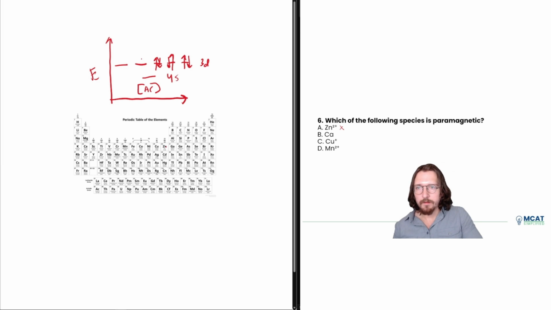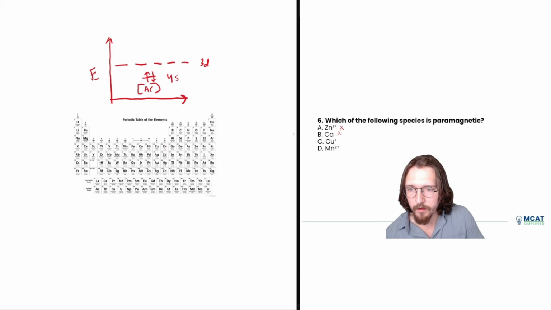Then let's do calcium. I'll get rid of these electrons. Calcium is in the same period, and it's just here. It's an alkaline earth metal, so we just fill the 4s like that. Again, this has only paired electrons, and therefore this is going to be diamagnetic as well.